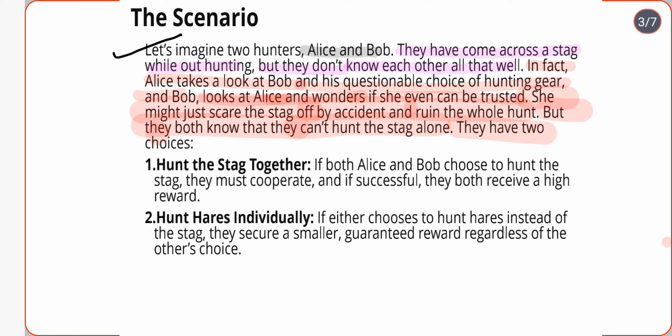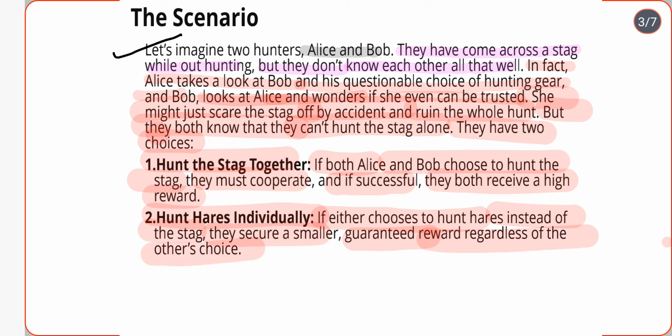They have two choices: hunt the stag together. If both Alice and Bob choose to hunt the stag, they must cooperate, and if it's successful, then they both receive a very high reward. If either chooses to hunt hares instead of the stag, they secure a smaller guaranteed reward regardless of the other's choice.